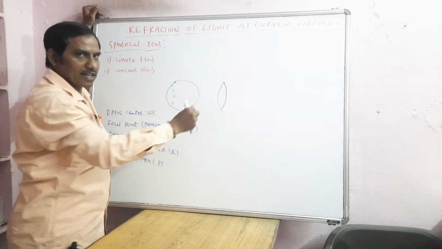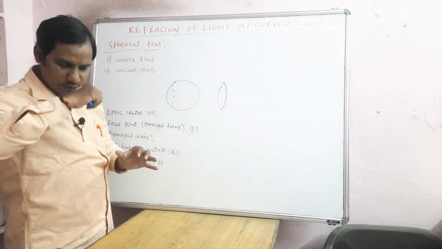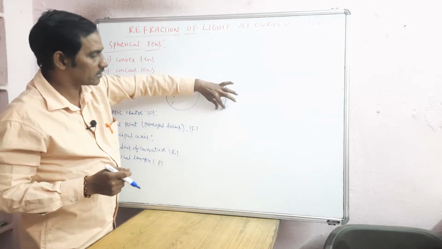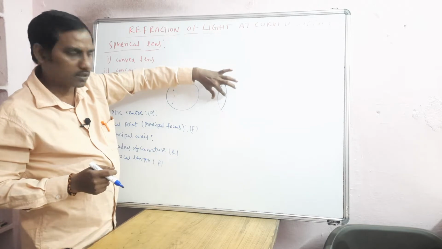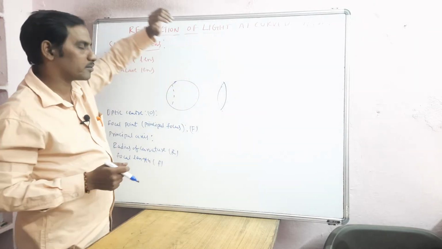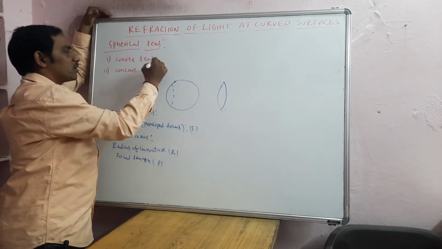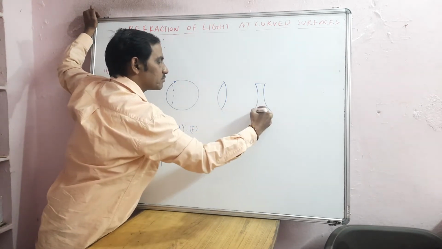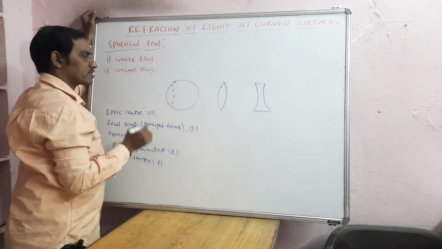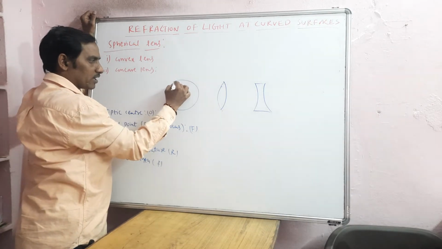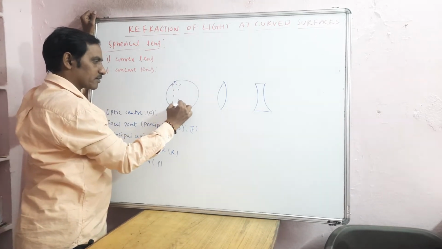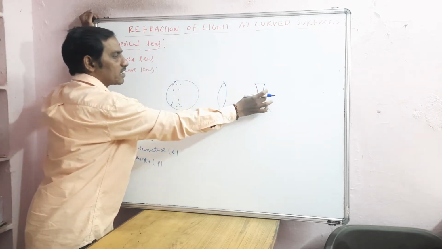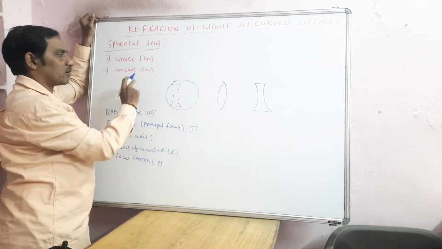For example, a magnifying glass: if you touch it physically, you notice that it is thin at the edges and thicker in the middle. And a concave lens: if you cut a part somewhere here like this, and again cut like this, then you will get a part which is thinner in the middle and thicker at the edges. That is called a concave lens.